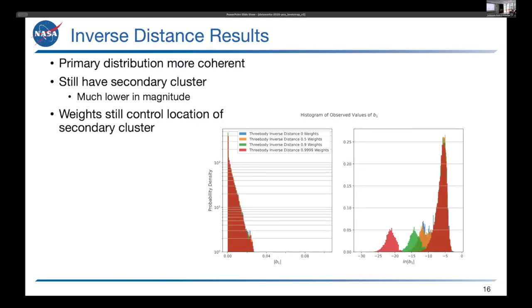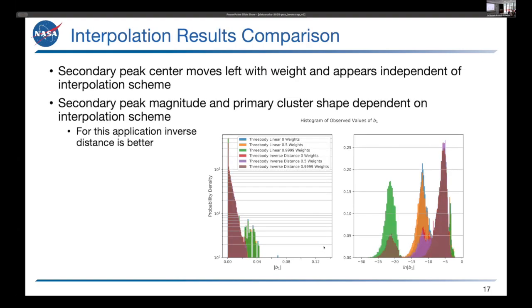But when we look at the histograms of little b1, we still have that secondary cluster, but it's much lower magnitude, and that primary cluster is much more coherent. And we do see that the weights are still controlling the secondary cluster. So this is the same sort of data plot as before, where we have a weight varying as we change colors. One thing that was interesting was that secondary peak location and movement appears independent of interpolation scheme.